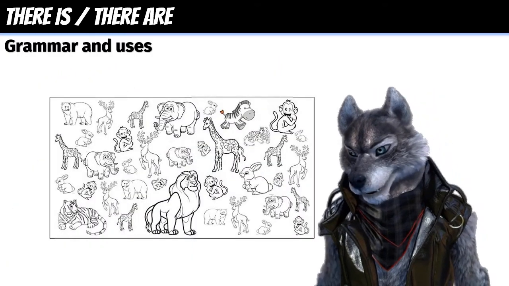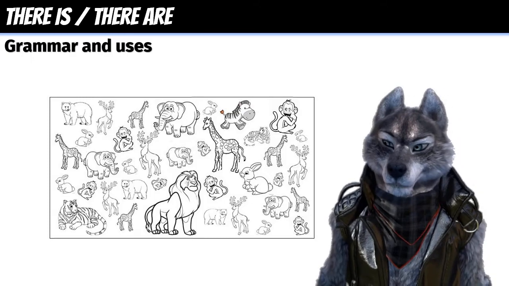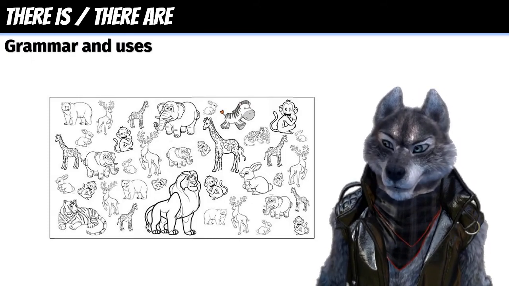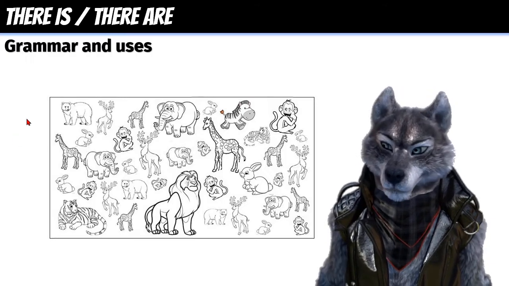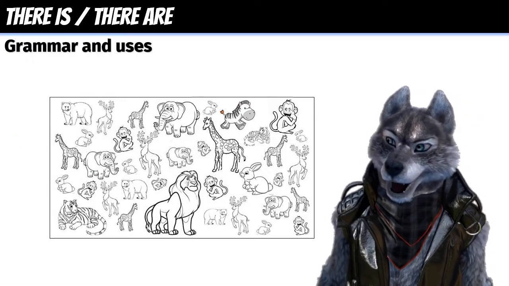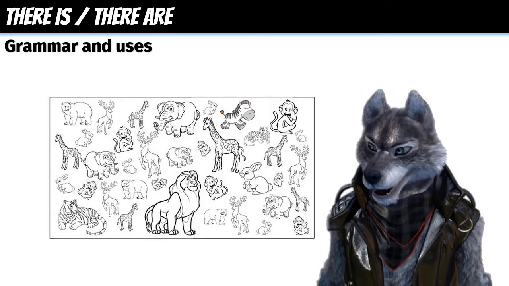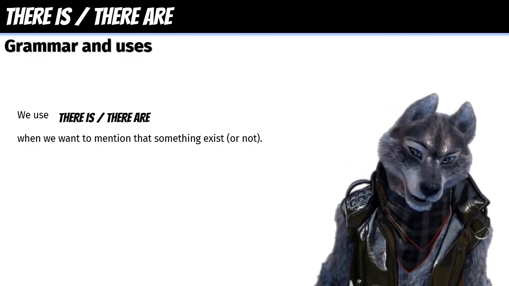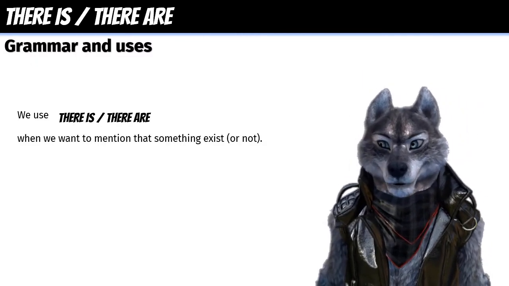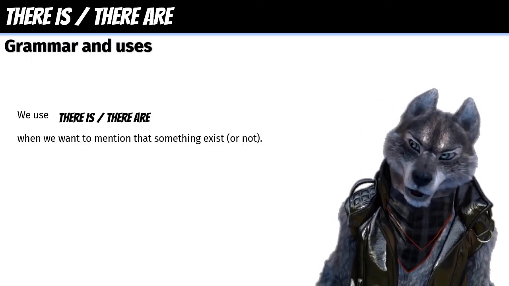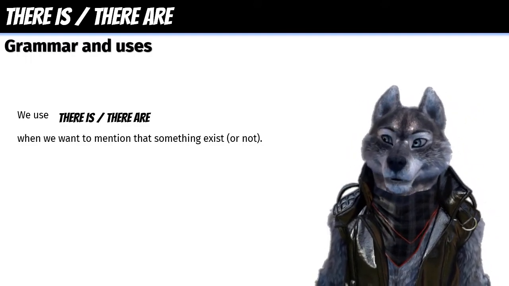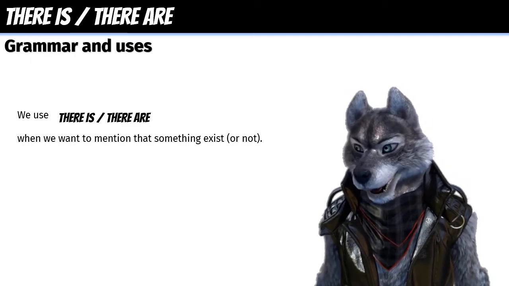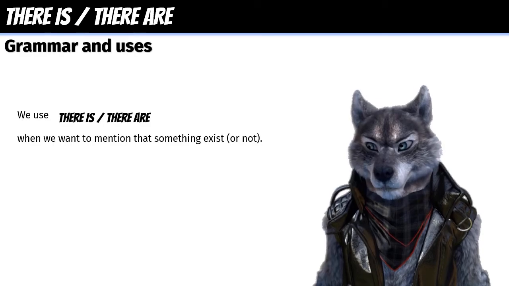So in school, or in an examination, or in any place, you need to describe when something exists, when something is around. So we have here a bunch of animals, so we can imagine that we are at the zoo and we do want to express that things are there. So we use there is and there are when we want to mention something that exists or not in a place or in a time, okay? So that's the basic and only use. The tricky thing here is to know when to use each one.